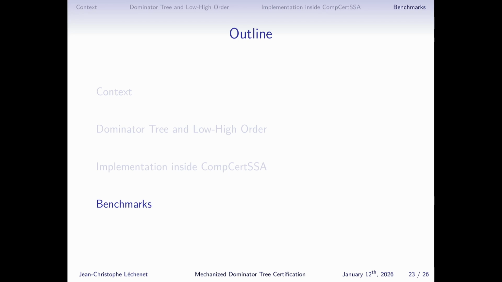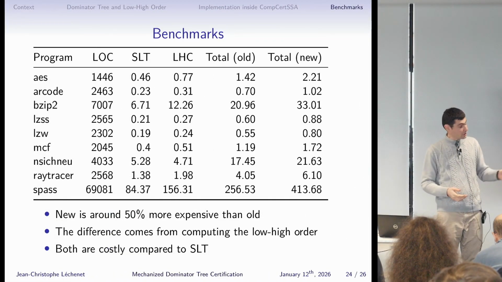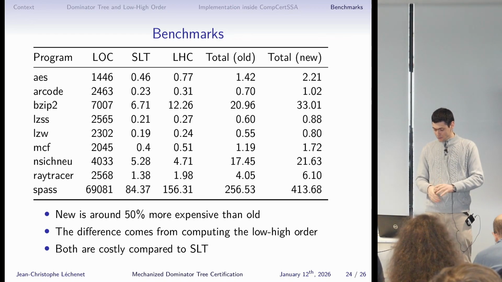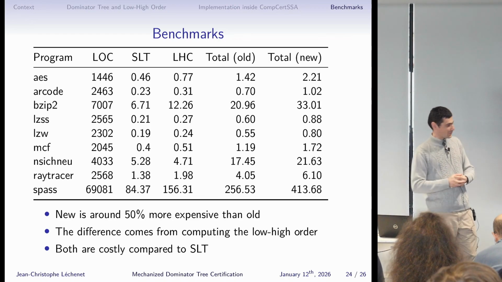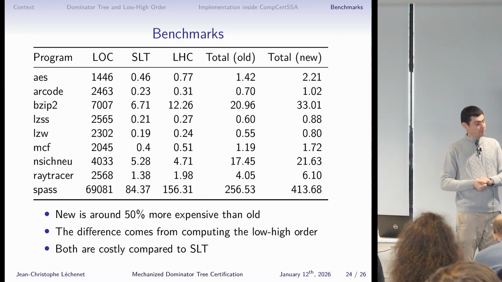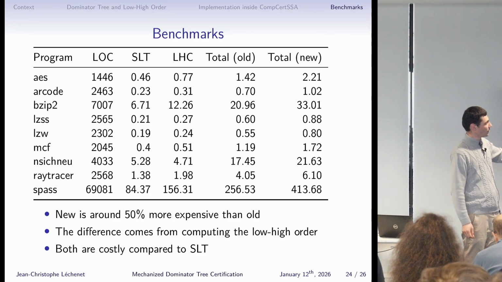Okay, we also did some benchmark to test how this impacts the running times. So we tested on some programs that are typically checked when doing some Concert stuff. So here I gave only the largest program. The second column is the size in the number of lines of code.